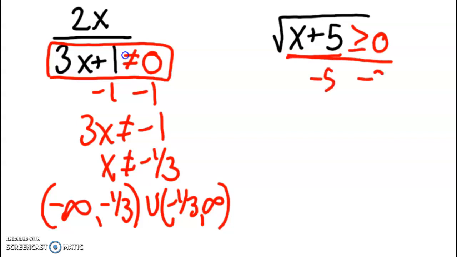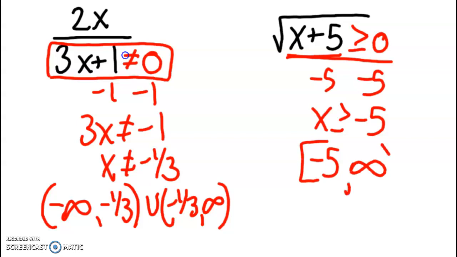We're going to do that by subtracting 5. So x can be greater than or equal to negative 5. Writing that in interval notation, negative 5 gets a bracket going all the way to infinity.